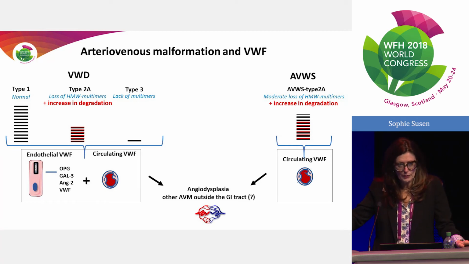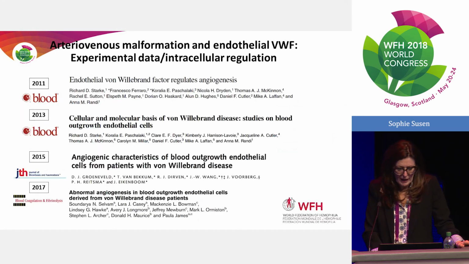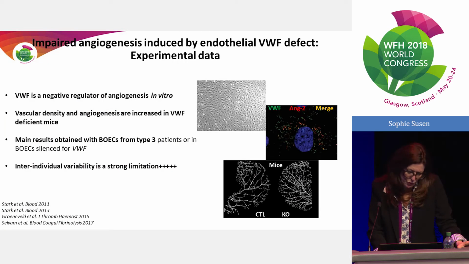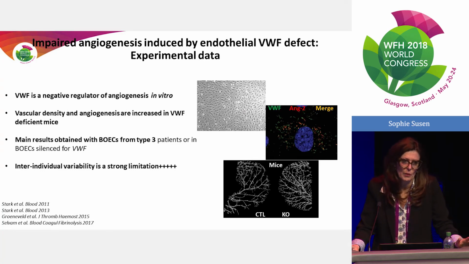And you have acquired von Willebrand syndrome, in which there is a normal endothelial cell with a circulating VWF that is abnormal, lacking high molecular weight multimers, associated with an increase in degradation fragments. So the four papers from the three groups who published studies on BOEC were really very important to better understand how that goes on. And to summarize, because Anna detailed those papers, there is an inter-individual variability, which is a strong limitation to using BOEC as a model to describe how different subtypes of von Willebrand disease interfere with angiogenesis.